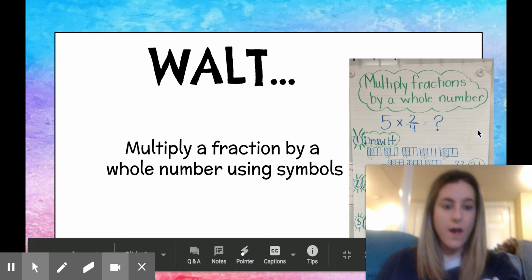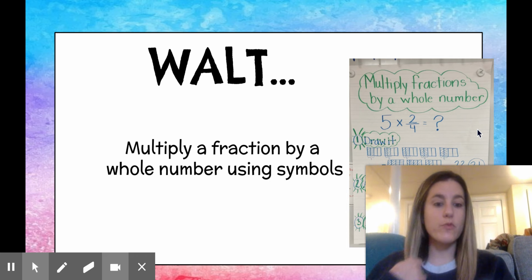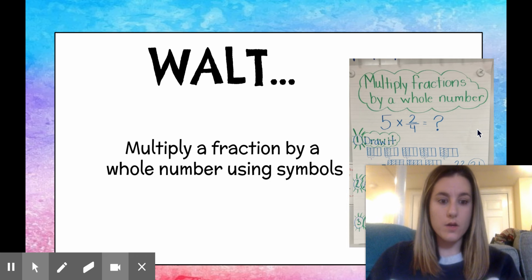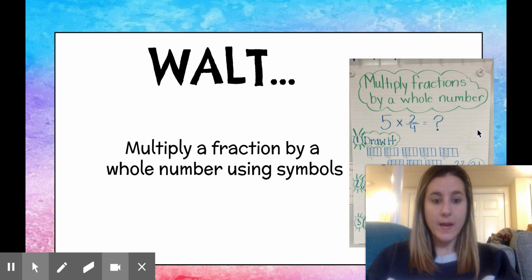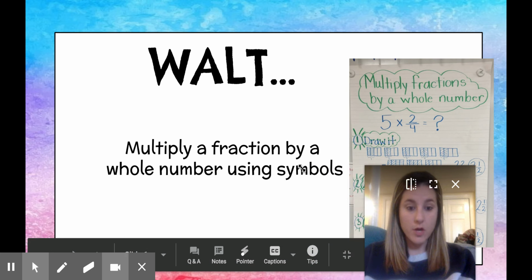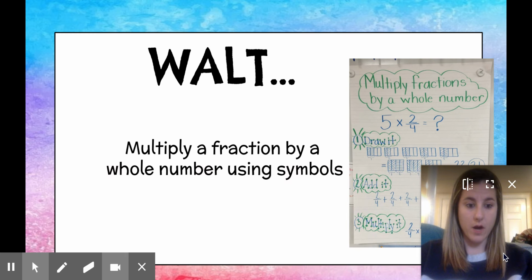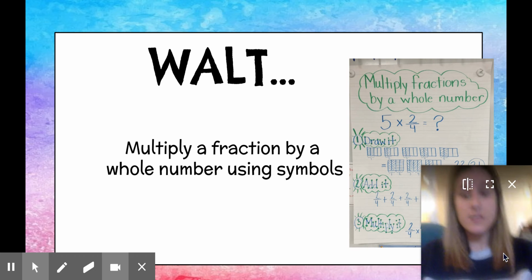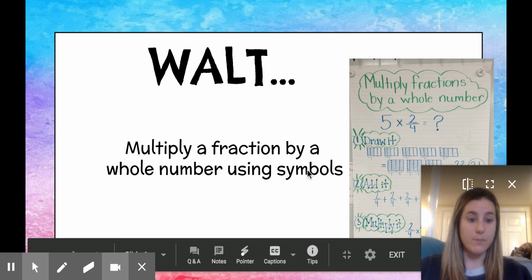Okay, so we have been in chapter 10. Before we left for break, we completed chapter 10 topic 1 and chapter 10 topic 2. Both talked about multiplying a fraction by a whole number, and we used models and pictures. Today we are going to multiply a fraction by a whole number using symbols.